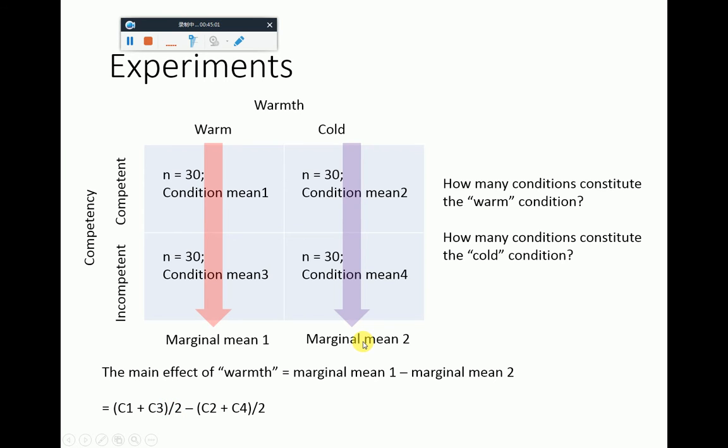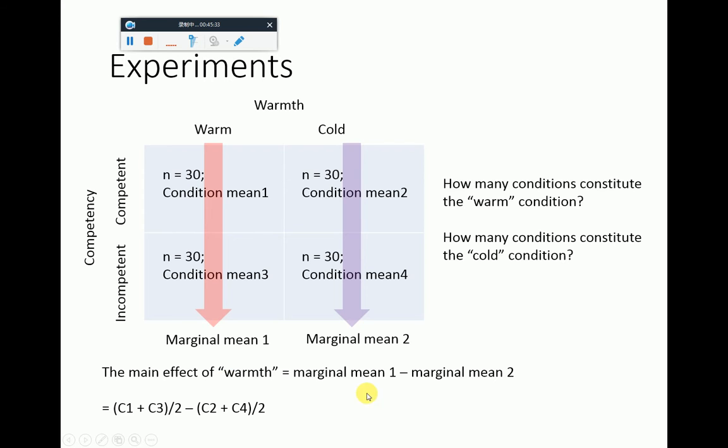Similarly, marginal mean 2 will equal the mean for condition 2 plus the mean for condition 4, divided by 2. The average of these two averages. One average, two average. The average of these two, you sum them up and divide by 2 because there are two of them. Okay? So this will give you the effect of warmth.